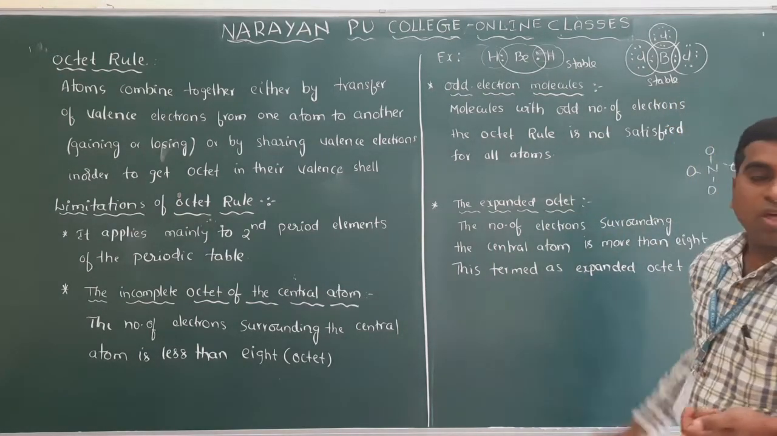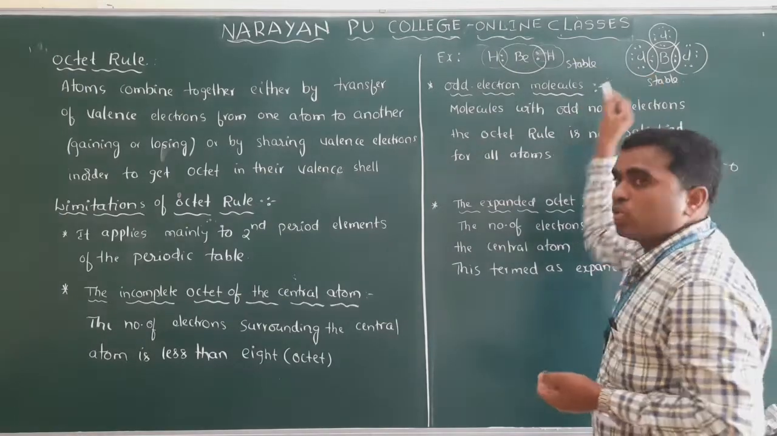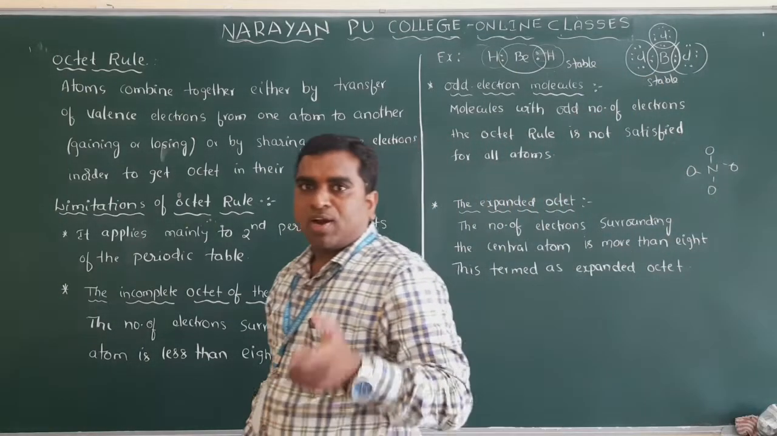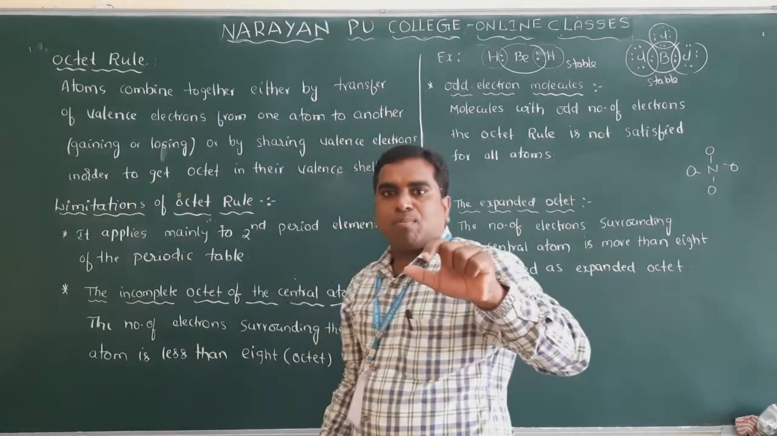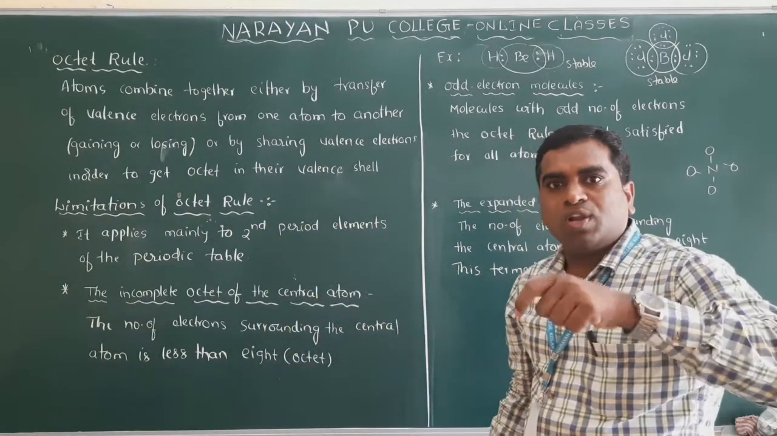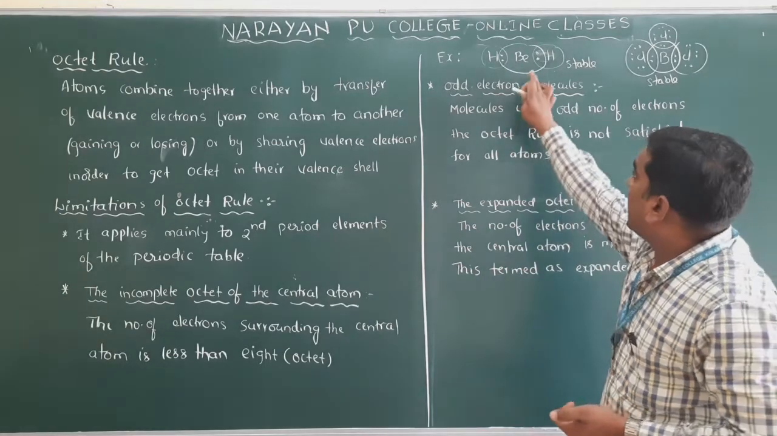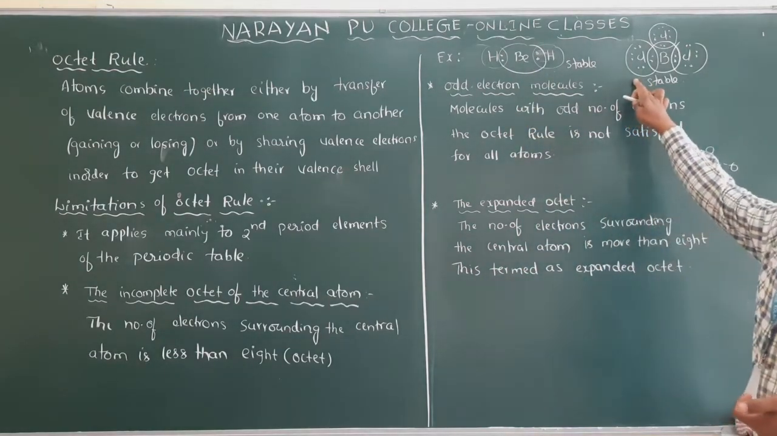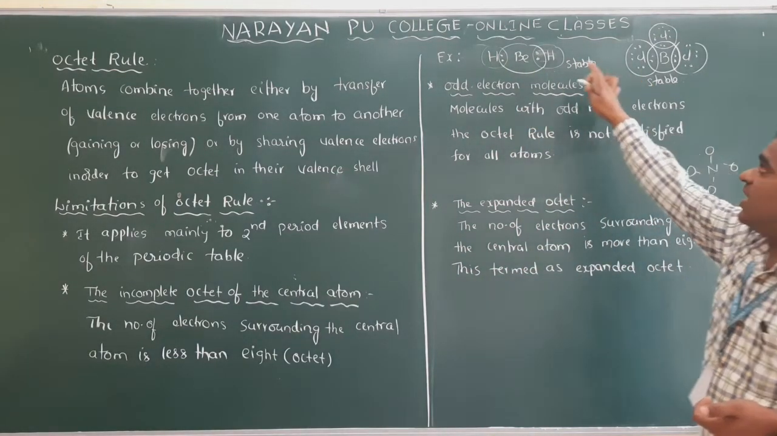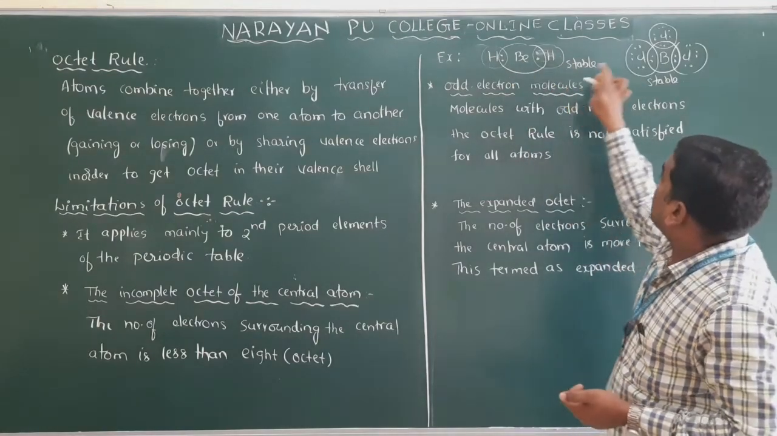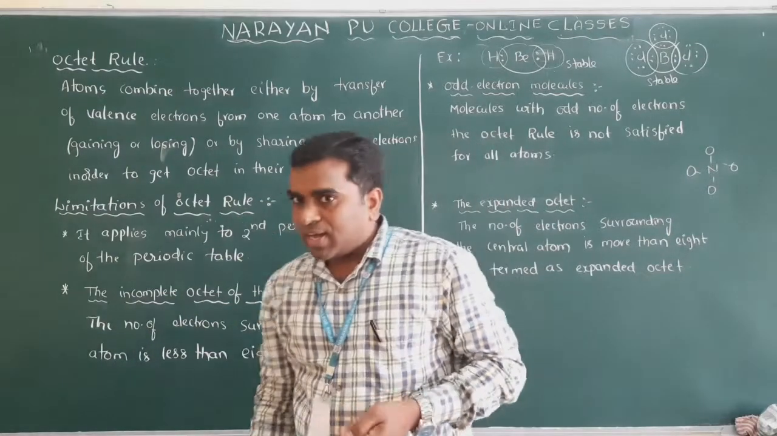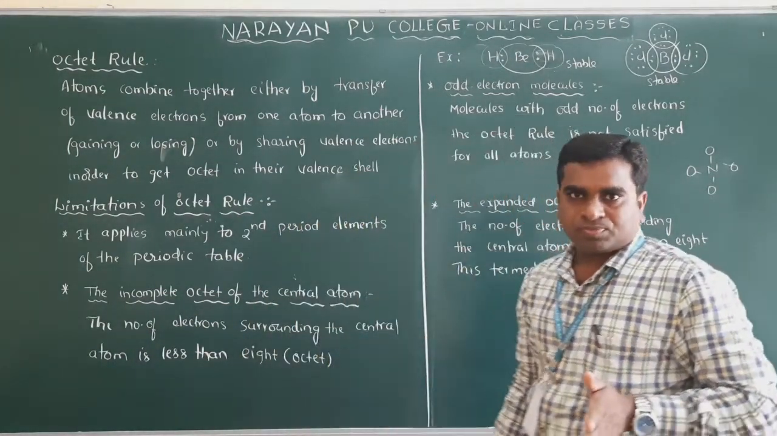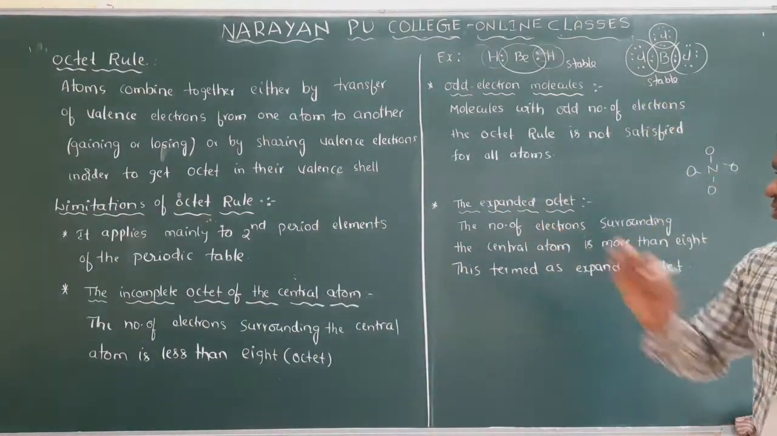But according to the octet rule, these 2 molecules should be unstable, because according to the octet rule, each and every atom in the molecule should attain the octet, then only it is stable. But here they do not have 8 electrons in their valence shell, yet these molecules are still stable. Why they are stable is not explained by the octet rule. Clear? That is the first one.